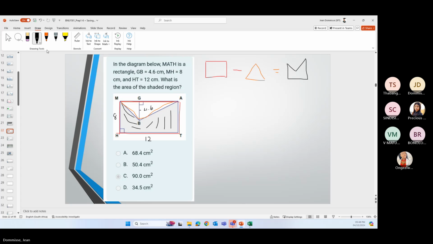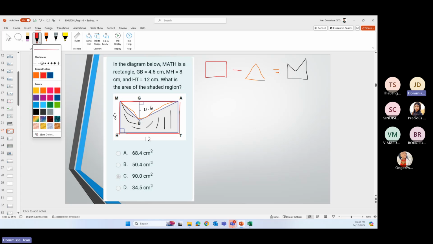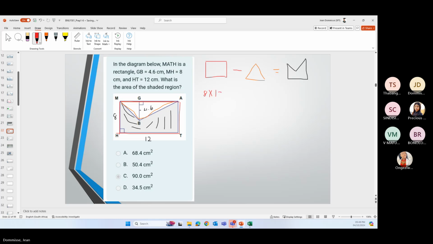So the area of the square is 8 times 12. 8 times 12 is, I think, 96. Yes, 96. Okay, so already we know the area is going to be smaller than 96, but all of those answers are still smaller. So unfortunately we can't eliminate anything.